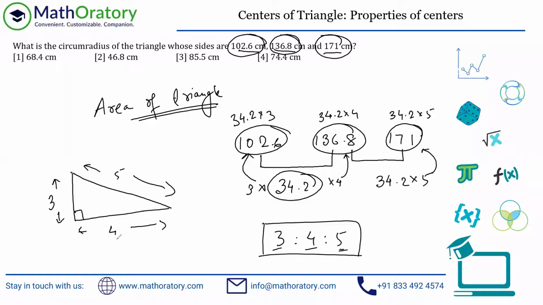This will be 4. Yeah, so the thing I was talking about, this is a basic idea of similarity. So if I scale this side by 34.2, as well as this side by 34.2, then there is no change in the angles, right? So the final triangle that we are going to have, this 102.6, 136.8, and 171 will correspond to these numbers. So here you will have 102.6, here you will have 136.8, and here you will have 171. So this is the triangle that we have, right?